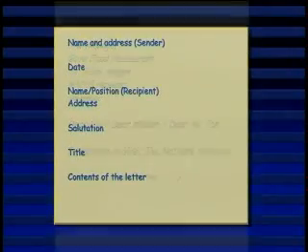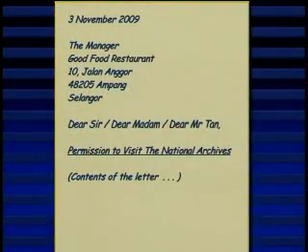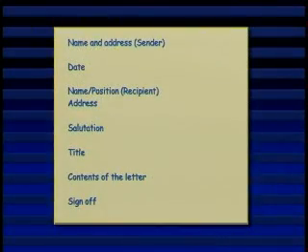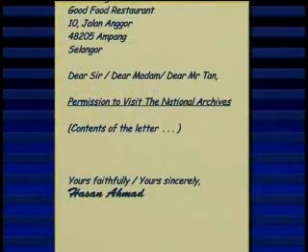And then we go on to write the contents of the letter. At the end of it, we sign off with yours faithfully or yours sincerely, followed by our name and signature. This is written on the left-hand corner. Now let's look at the format of writing an informal letter or a non-official letter. These are letters we would normally write to our family or friends.